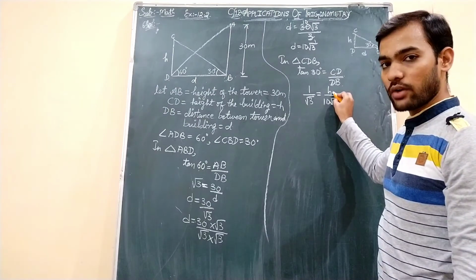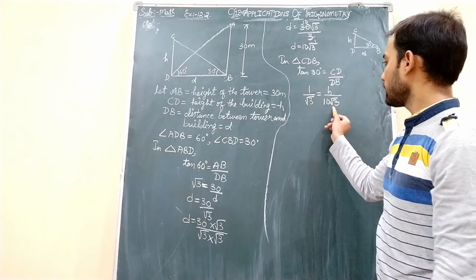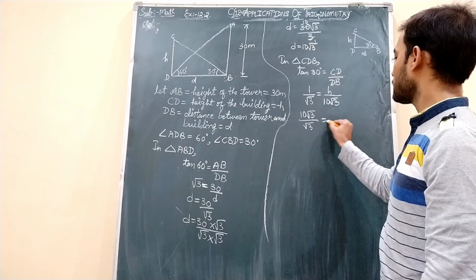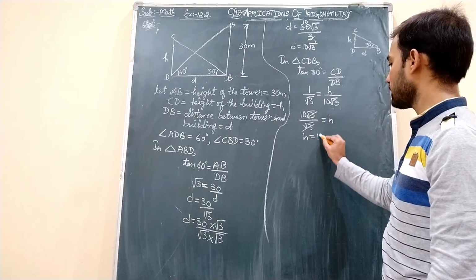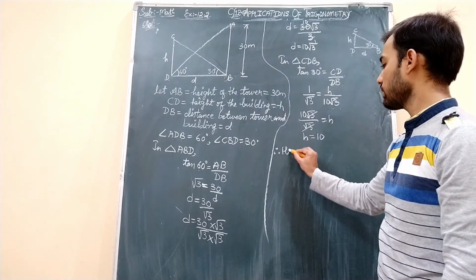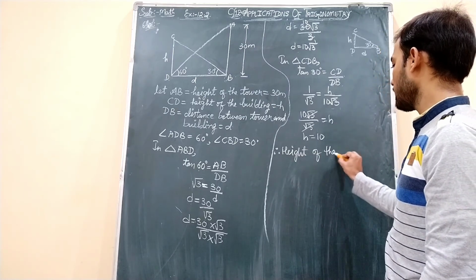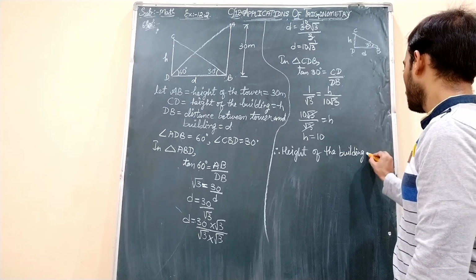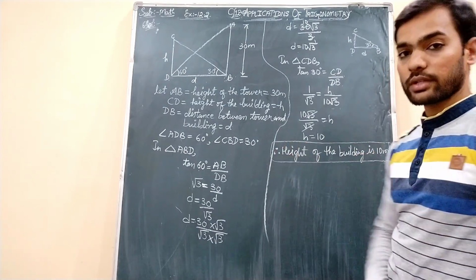As we have to find out the value of H, I transpose this 10 root 3 from right to left. It is in division, so it gets multiplied with 1. 10 root 3 ones are 10 root 3, divided by root 3 equals H. Root 3 gets cancelled. H equals 10, students. But this H is nothing but the height of the building. So at last we will write, therefore, because he asked us to find out the height of the building, students. So the height of the building is 10 meters. Okay, students.